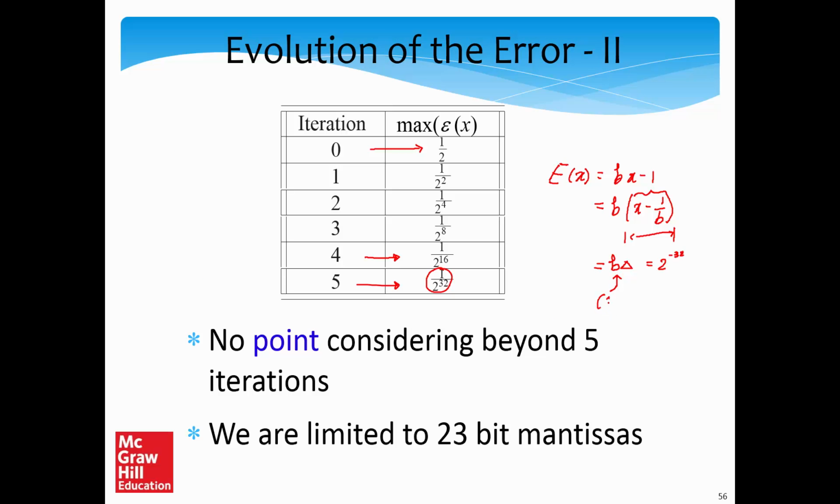So b itself, if it is between 1 and 2, it means that delta is definitely bounded. So let's say if this is 1, this remains. If this is 2, then delta will be a number between 2 to the power minus 32 and 2 to the power minus 33, which is anyway much smaller than what our mantissas can represent, because our mantissas cannot go beyond 23 bits. So 5 iterations is more than enough to drive the delta.